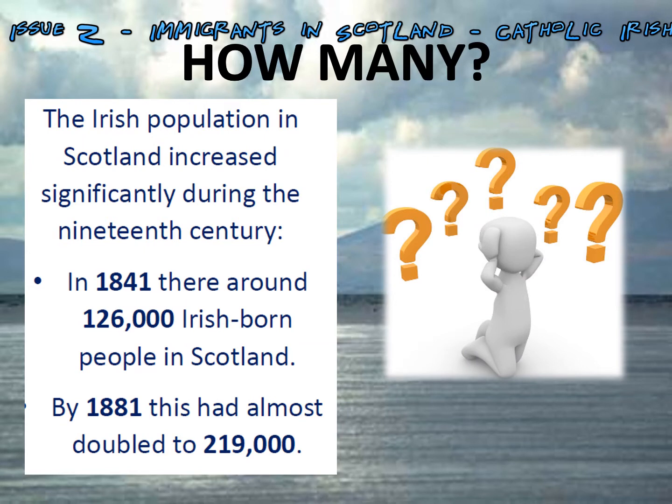How many eventually came? It definitely increased significantly during the 19th century. So in 1841 there are roughly 126,000 Irish-born people in Scotland. In the space of 40 years it's almost double that, to 219,000. You don't have to write this slide, but it's just to give you an idea of how many people actually came from Ireland to Scotland. Now these would be both Protestant and Catholic Irish, but it is a huge number of people choosing to move to Scotland.